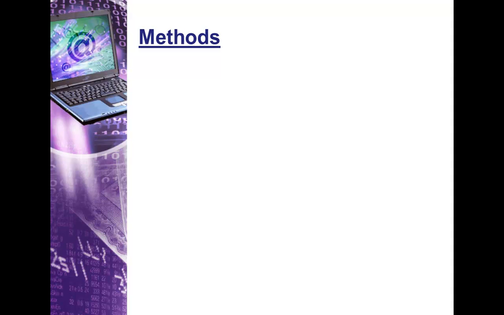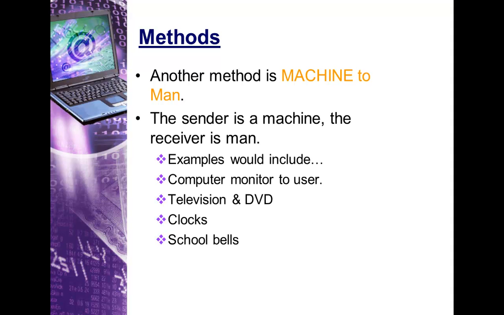So let's explore that. You call and you leave a message for a friend of yours on their answering machine. They get home, they click the button, and what happens? Well, the machine sends the message to the man. So the next method is machine to man. The sender is a machine, the receiver is a man or a person.